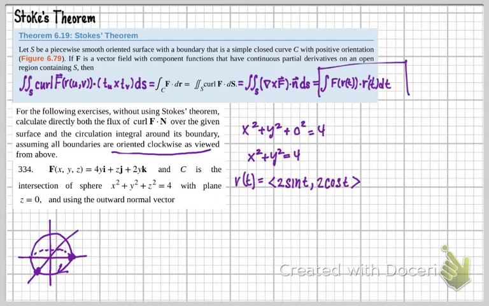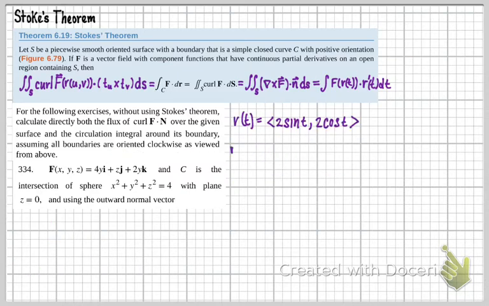This here is going to be the formula we're using. So we're going to have to take that vector field, find r prime t, and then dot those together, after we plug in all the t's for the x, y's, and z's in the vector field. So that's where we're heading. So let's find that r prime t. So r prime t is going to equal 2 cosine t, comma, negative 2 sine t.